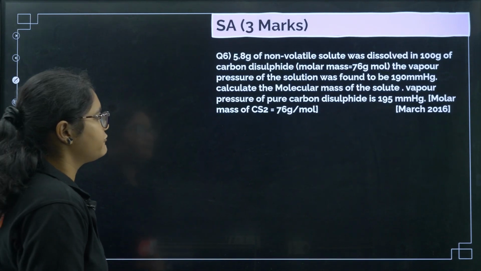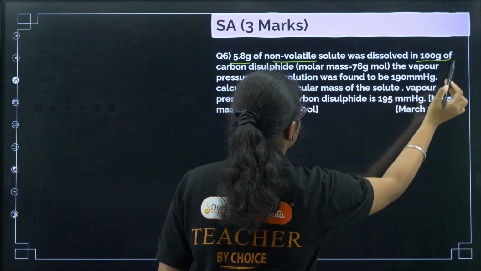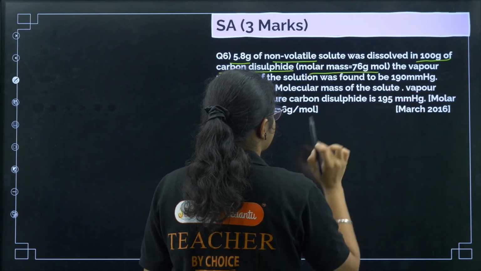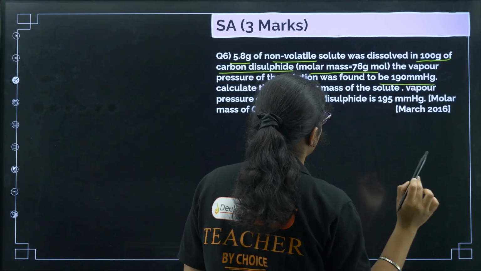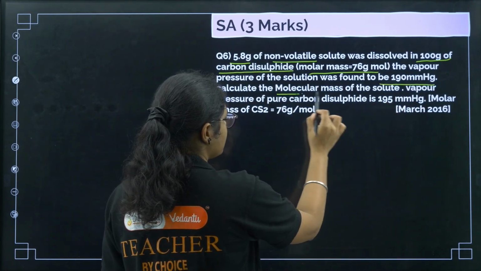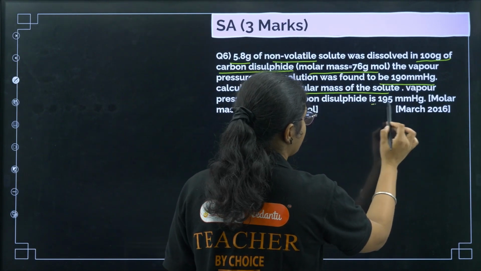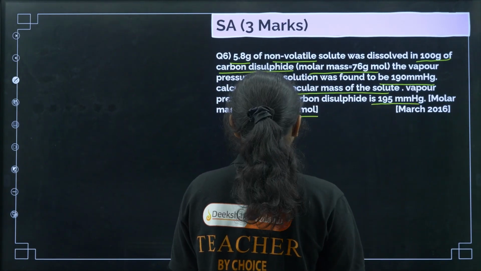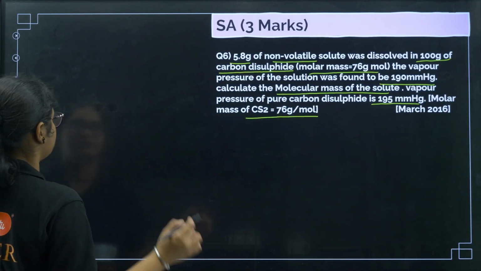Next question. 5.8 gram of a non-volatile solute was dissolved in 100 gram of carbon disulfide. Molar mass is 76 gram per mole. The vapor pressure of the solution was found to be 190 mm of Hg. Calculate the molecular mass of the solute. Similar question. Vapor pressure of pure carbon disulfide is 175. Molar mass of CS2 is 76 gram per mole. Okay, very similar question to the previous one.